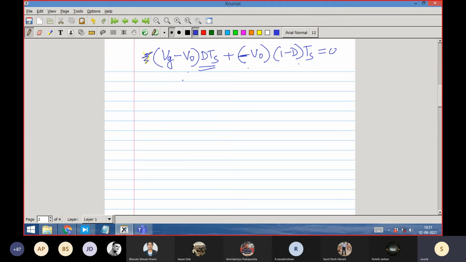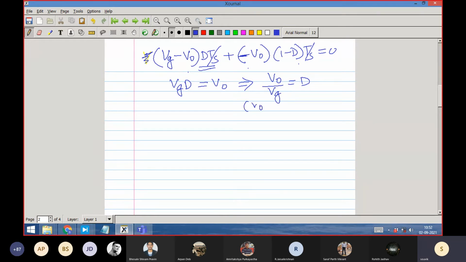So what we get here is Vg into d. Ts doesn't matter. You can see that Ts doesn't matter. That is a beautiful thing. This relationship is not dependent on it. I was referring to that earlier. This is the conversion relationship. We are getting the conversion relationship of the converter from the steady state condition. So Vg into d is equal to V naught. Or, conversion wise, we will write it as the voltage conversion ratio, V naught by Vg, is equal to d.